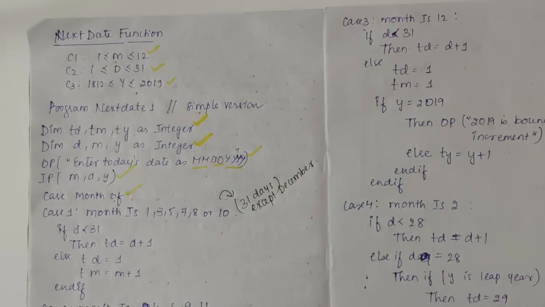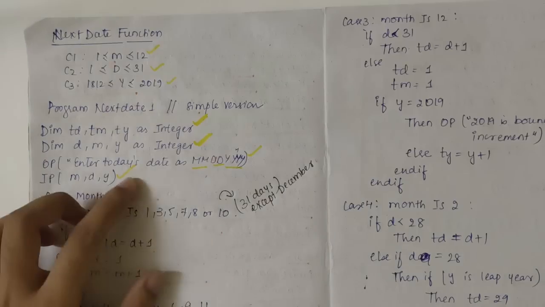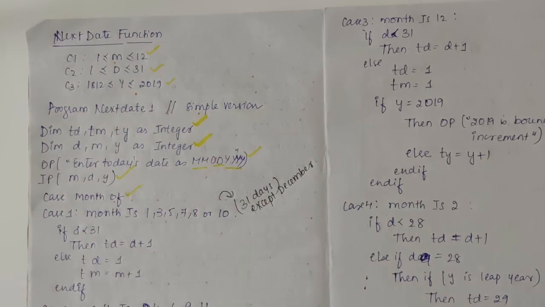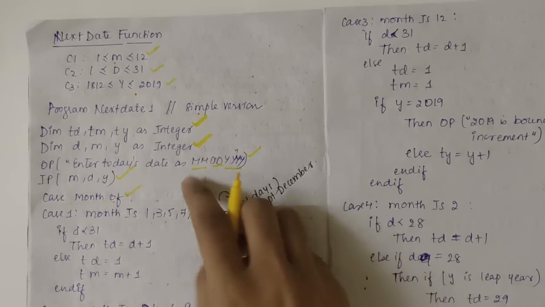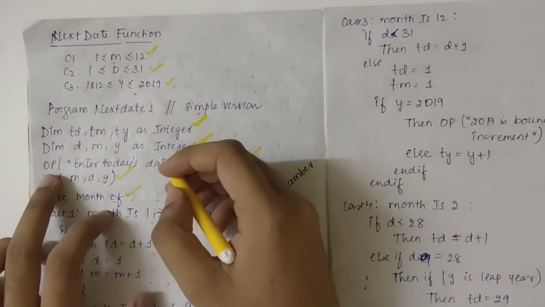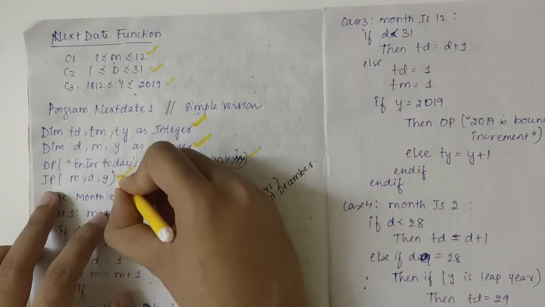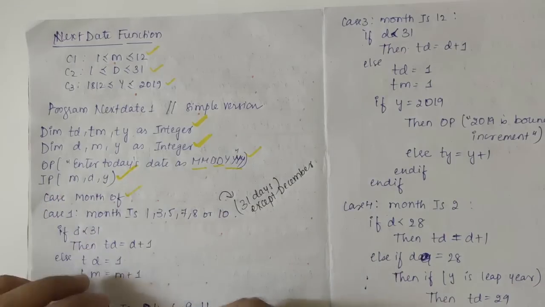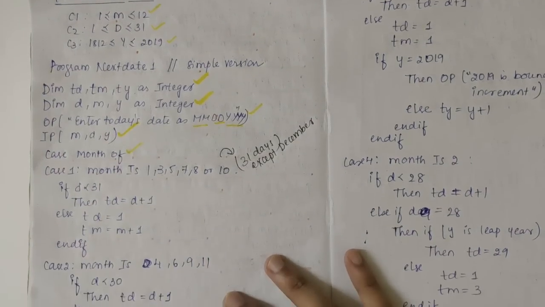So date, month, year are the integers, and we'll be printing "Enter today's date in the format of month, date and year." So this format could be specified by us. Depending on if we want date, month and year, even that could be done. After specifying the output, we are taking the input now. So the input again comprises of month, date and year. Now we'll look into the month case.